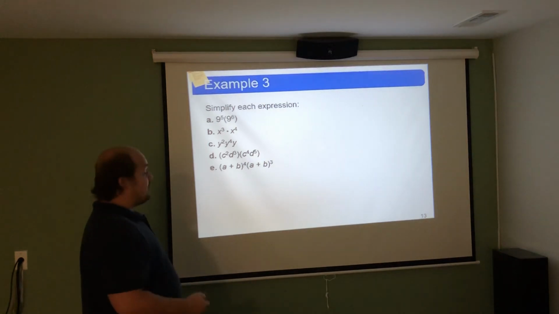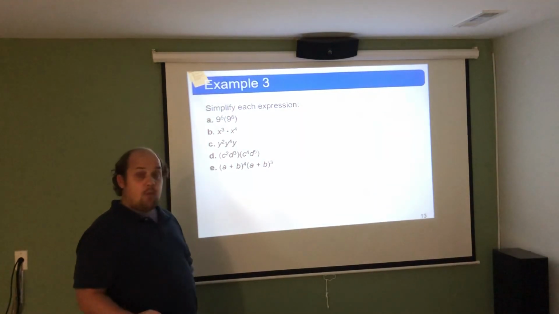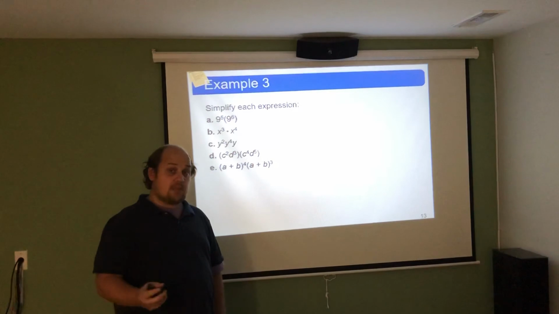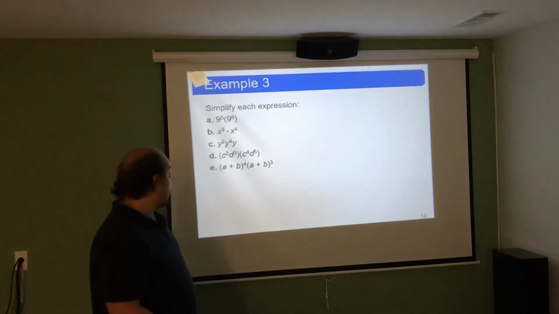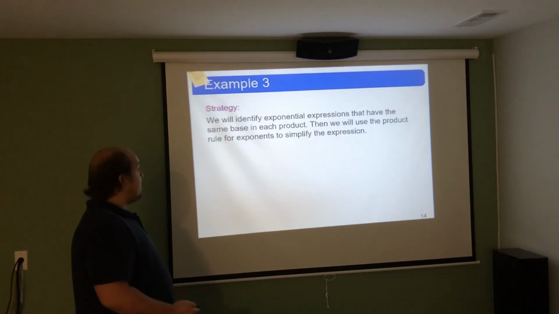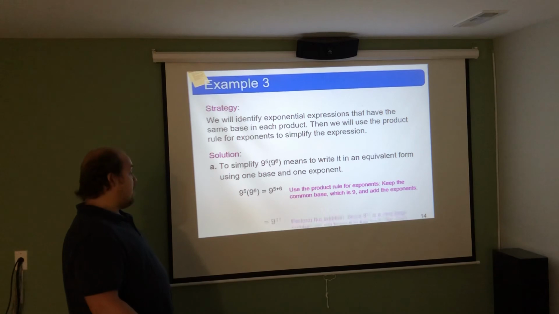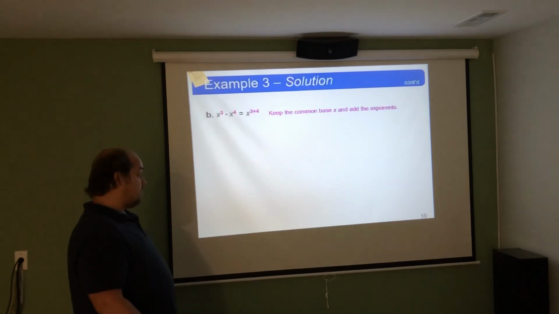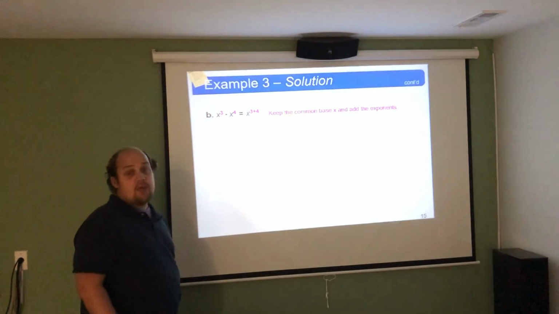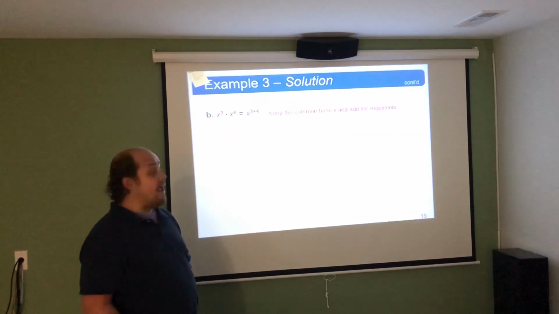All of these problems are really just using our rule that when we multiply things with the same base, we combine their exponents. So this is walking through everything that we just did. When we do 9 to the 5th times 9 to the 6th, it becomes 9 to the 5 plus 6, or 9 to the 11th. When we take x to the 3rd times x to the 4th, it becomes x to the 3 plus 4, or x to the 7th.